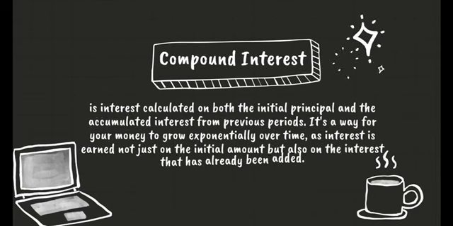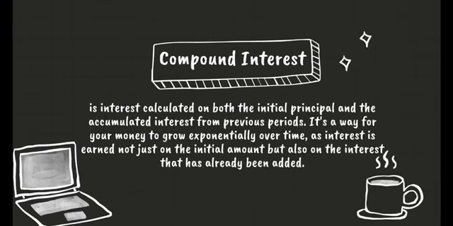What is compound interest? Compound interest is interest calculated on both the initial principal and the accumulated interest from previous periods. It's a way for your money to grow exponentially over time, as interest is earned not just on the initial amount, but also on the interest that has already been added.